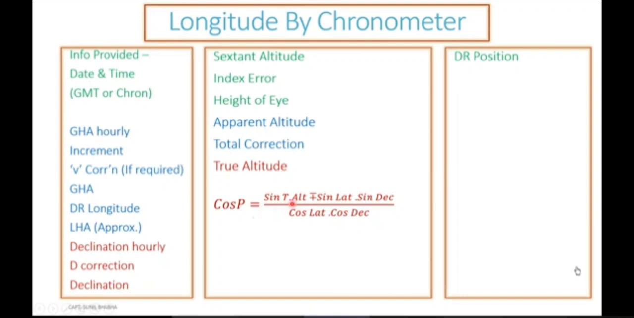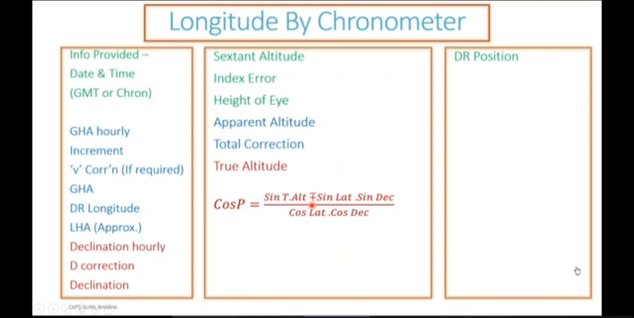The first term is sine of true altitude. The true altitude is already known. We have corrected the sextant altitude and obtained it. Then we see a minus plus sign. Now, what does this minus plus indicate? It indicates that in this formula, we will use either a minus or a plus. Now, which one of the two symbols is to be used?